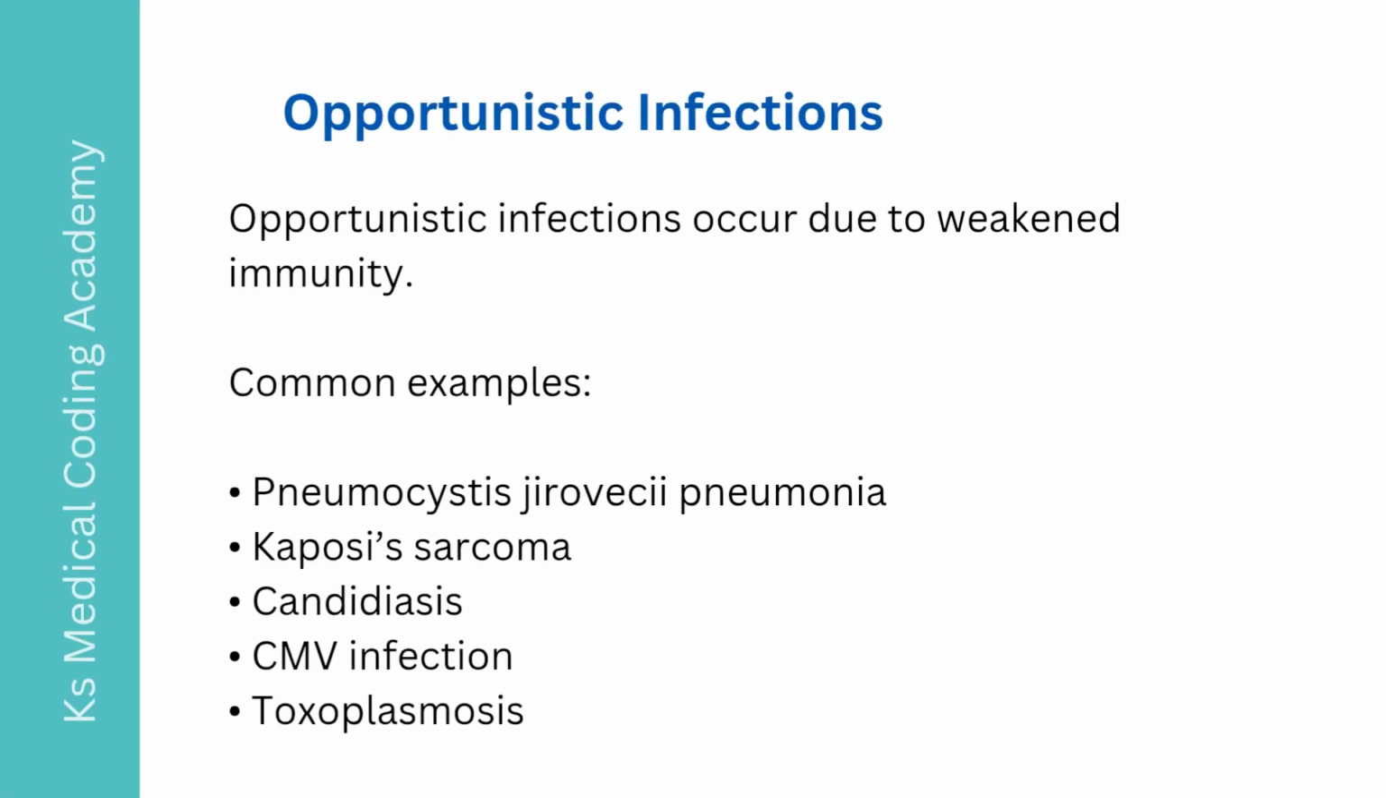Opportunistic infections. Opportunistic infections occur due to weakened immune systems in patients with HIV. Common examples include pneumocystis jirovecii pneumonia, Kaposi's sarcoma, candidiasis, cytomegalovirus infection, and toxoplasmosis.